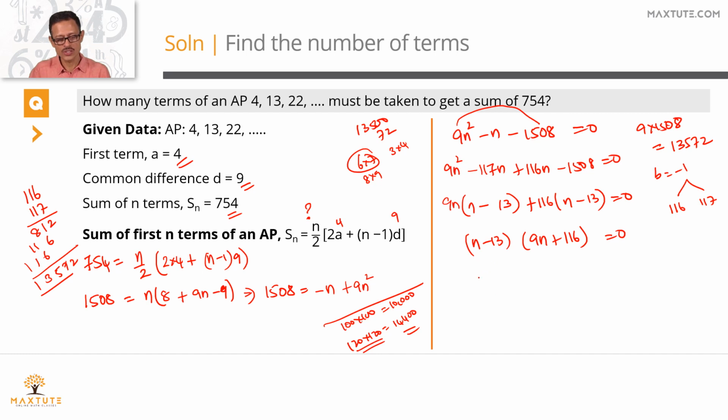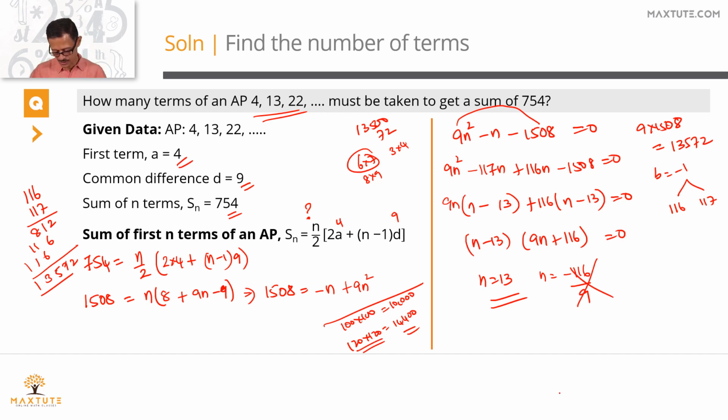If n minus 13 is 0, n is equal to 13. If 9n plus 116 is 0, then n is equal to minus 116 upon 9. What is n? n is the number of terms. Can the number of terms ever be a fraction, let alone being a negative fraction? So minus 116 by 9 is ruled out. Number of terms is equal to 13. So you need to add 13 terms of the sequence to get the answer as 754. The sum is 754.